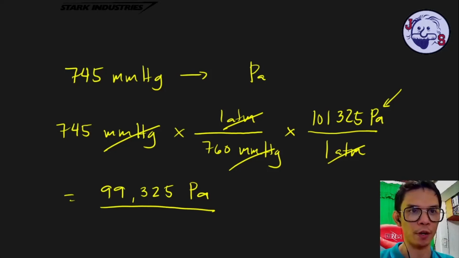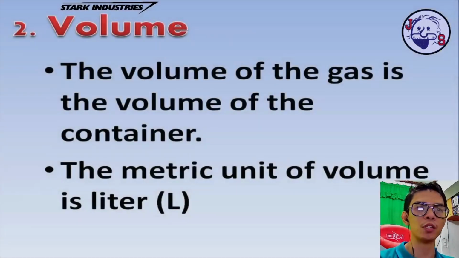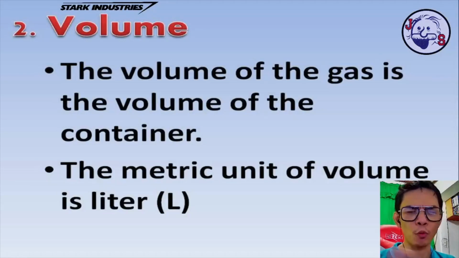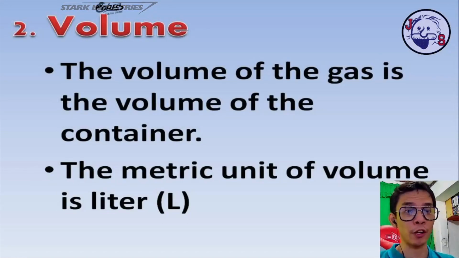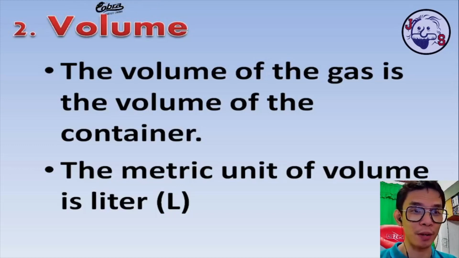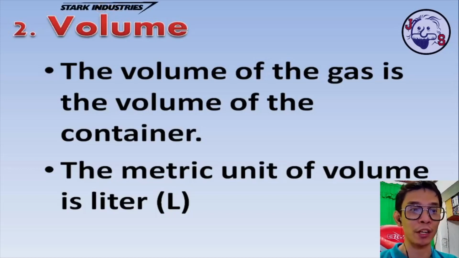So that is pressure. Up next is the next variable that we have right here, which is called volume. What is volume? The volume of the gas is equal to the volume of the container. This is one of the characteristics of this state of matter, the gas: while being compressible, it can also take the shape of the container. So the volume of the gas is equal to the volume of the container.